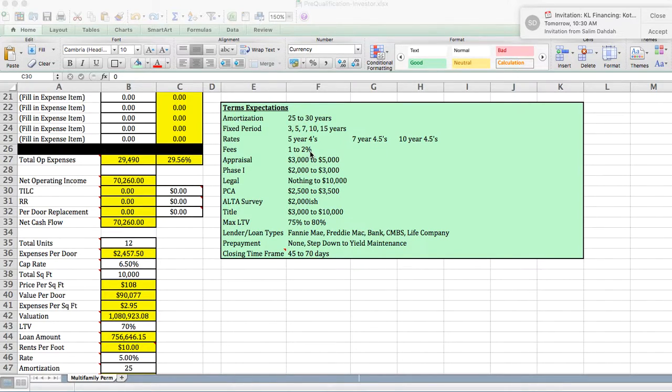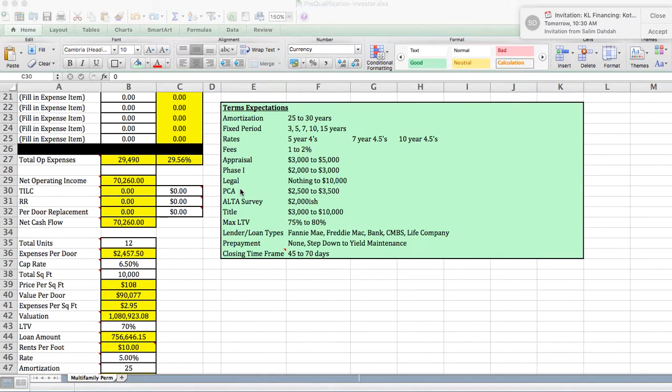Fees to expect: 1 to 2% in origination. Appraisal could run you $3,000 to $5,000 for closing costs. Phase 1 could run $2,000 to $3,000. This is to check and make sure there's no sort of contamination or asbestos on the property. Legal costs, again, could be nothing depending on the lender. It could be up to $10,000, $20,000, and this is really subject to the type of lender and the type of loan and the size of the property as well.